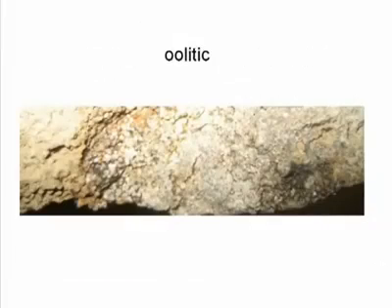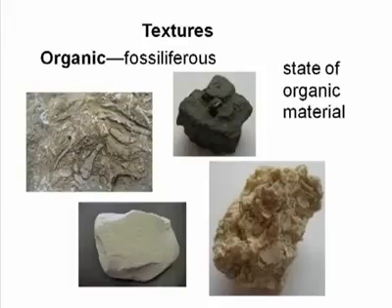The third texture of chemical division sedimentary rocks is oolitic. Oolites are tiny rounded spheres that form by precipitation. A bunch of these cemented together makes for an oolitic texture. The texture of organic division sedimentary rocks is fossiliferous. These are categorized based upon the state or form of the organic material.